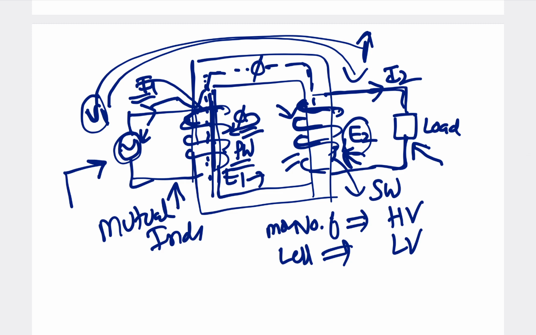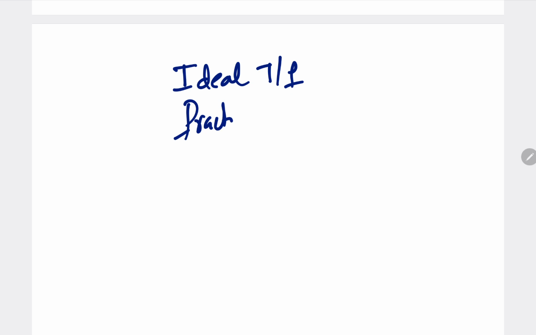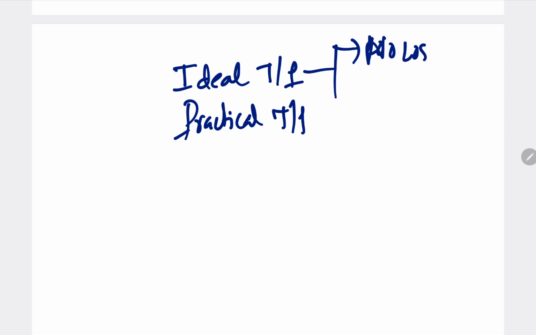There are two types of transformer based on the characteristics of the transformer. One is ideal transformer and the other one is practical transformer. Ideal transformer means it has no losses, no core losses, no copper losses, and the core is made up of purely magnetic material, with no leakage of flux in the core. And practical transformer has some losses.